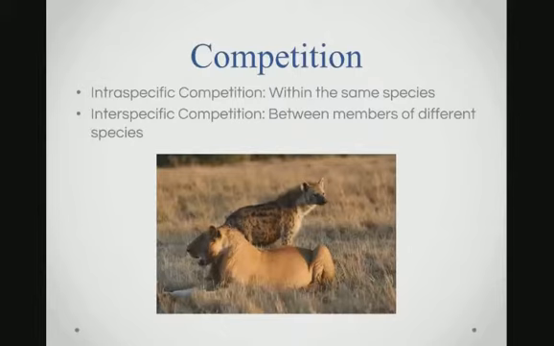So competition is another way that organisms interact with one another. There are two main types of competition within a community. One is called intraspecific competition, and this is where members of the same species will compete with one another for the food sources in that community. So that's intraspecific, same. That's what intra means. And interspecific competition means that there are members of different species competing for the same resources.